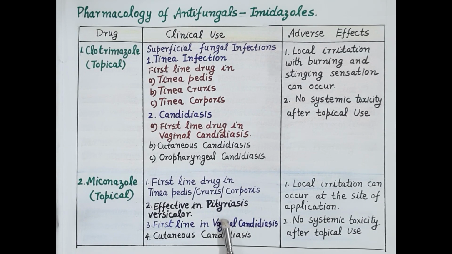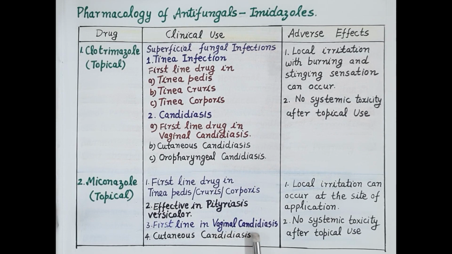In this tinea, small discolored patches are produced on the skin, and this occurs because fungus interferes with the normal skin pigmentation. And like clotrimazole, it also effectively treats vaginal candidiasis, and it is also very effective in the treatment of cutaneous candidiasis. Local irritation can occur at the site of application. However, no systemic toxicity is seen after the topical use.